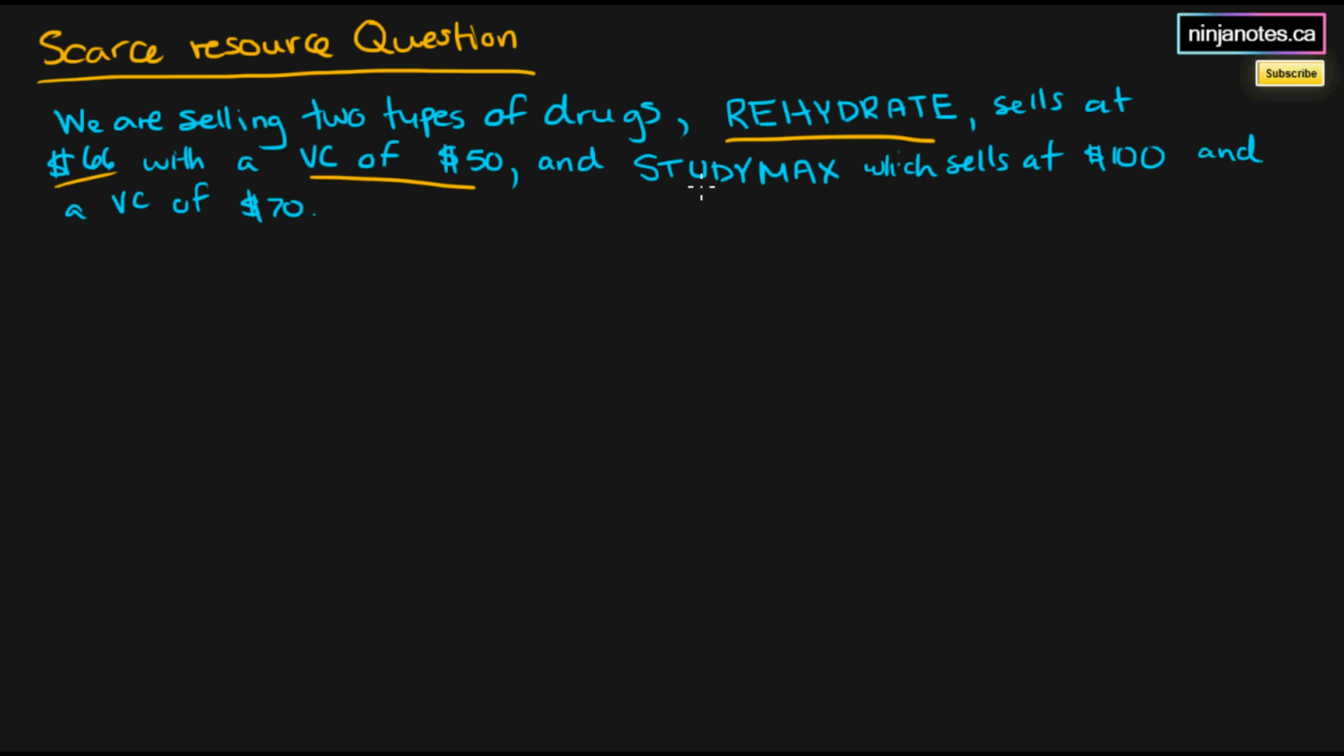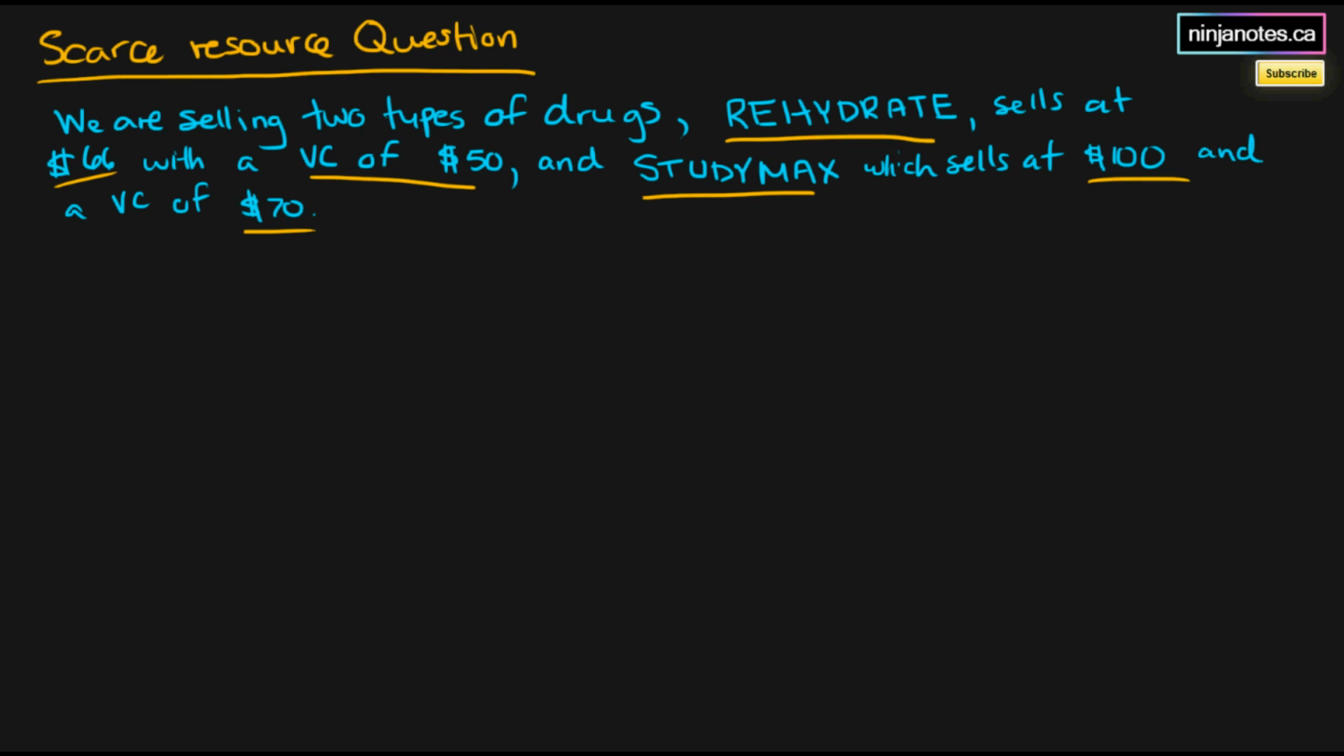Secondly, we have another drug called StudyMax, which is, I guess, a form of Ritalin or some type of stimulant drug, which sells at $100 with a variable cost of $70, to keep students focused and attentive during class. And yeah, Big Pharma wants to make money off of these drugs, so they are marketing to the students.